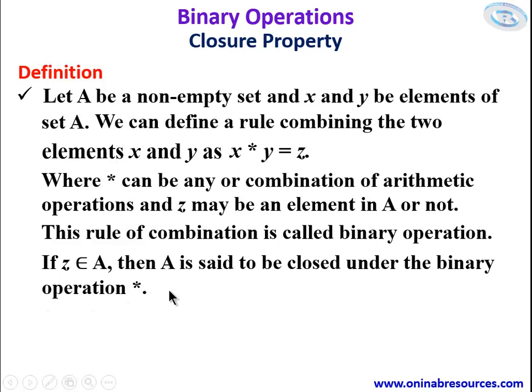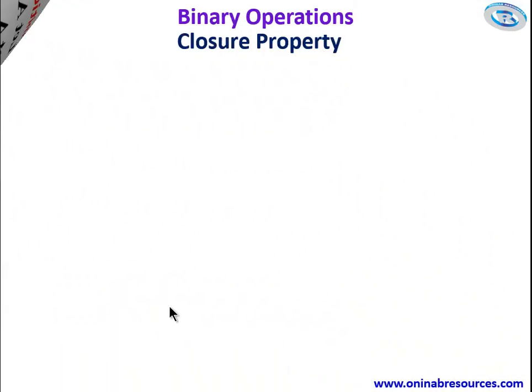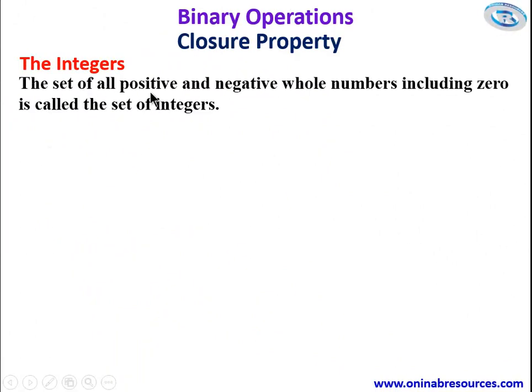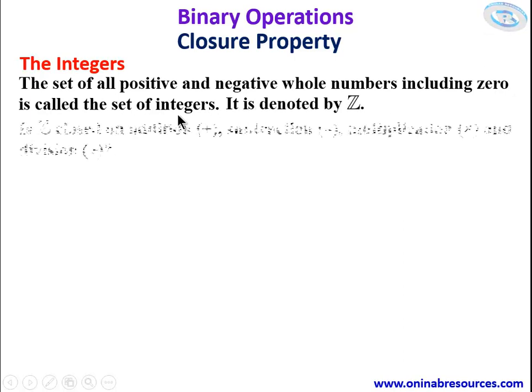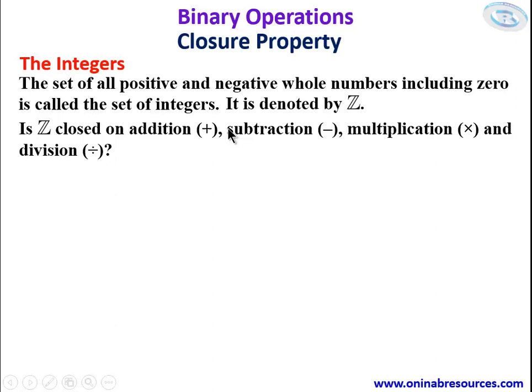So we now look at some important sets, starting from the set of integers. The set of all positive and negative whole numbers, including 0, is called the set of integers. It is denoted by Z. Is Z closed on addition, subtraction, multiplication, and division? So we'll now take a look at that.